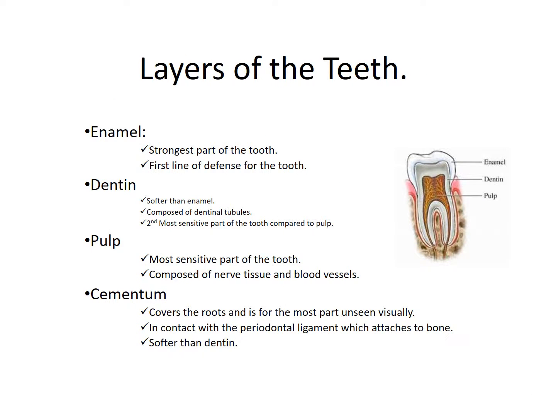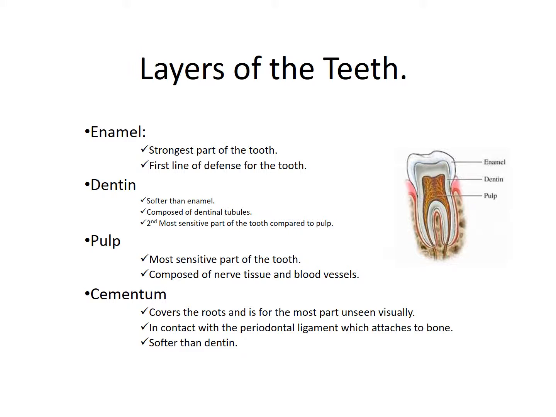Let us now discuss the different layers of the teeth. The enamel is the outermost part of the tooth. It is the strongest part of the tooth and the first line of defense also. The dentin is the second layer of the tooth, and it is sandwiched between the enamel and the pulp. It is softer than enamel and is composed of dentinal tubules and fluid. It is the second most sensitive part of the tooth compared to the pulp.